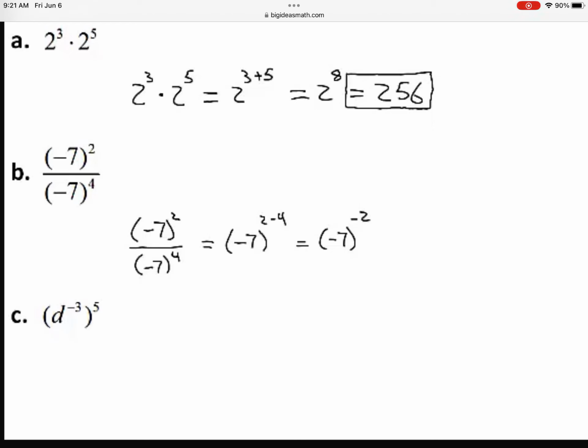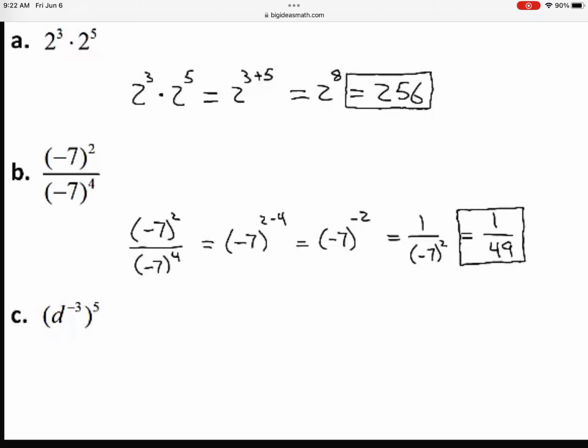By the definition of a negative exponent, the quantity negative 7 to the negative second power is the reciprocal of the quantity negative 7 to the second power. So the quantity negative 7 to the negative second power equals 1 divided by the quantity negative 7 to the second power, or 1/49. Part C.